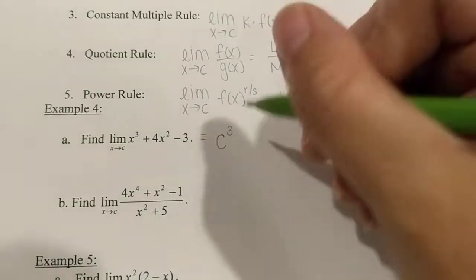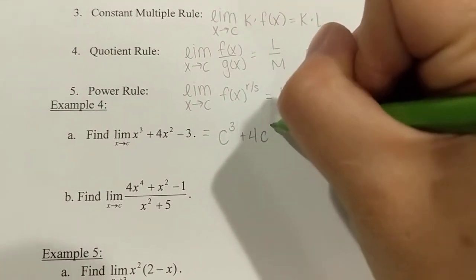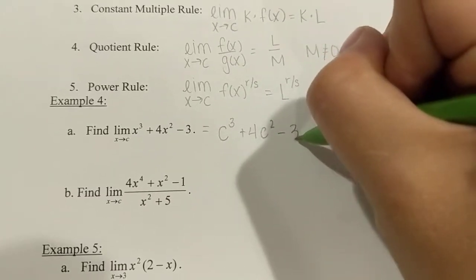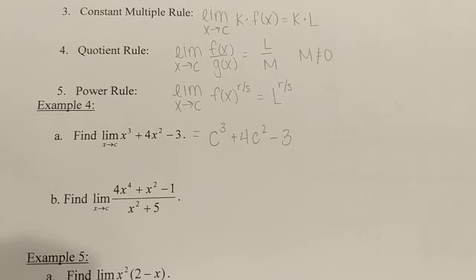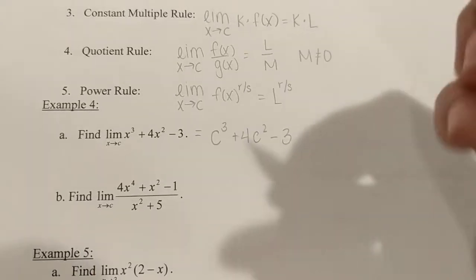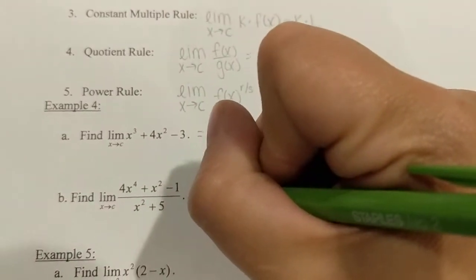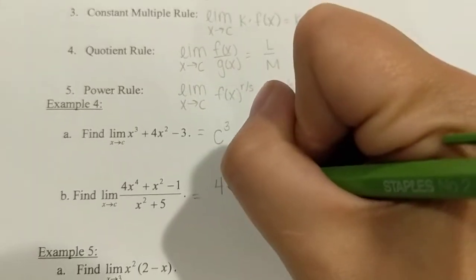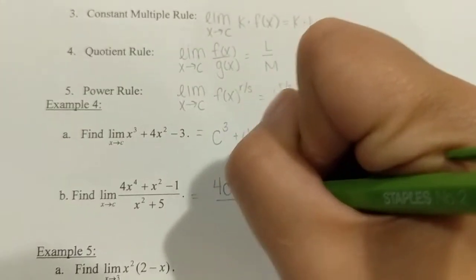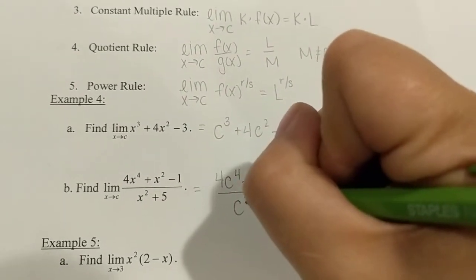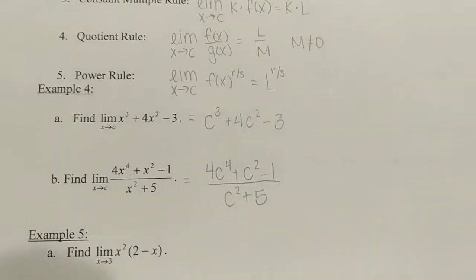So we get c cubed plus 4c squared minus 3. Those are our favorite problems. We're done. Same thing in letter B, the limit as x approaches c. We're going to get 4c to the 4th plus c squared minus 1 over c squared plus 5.